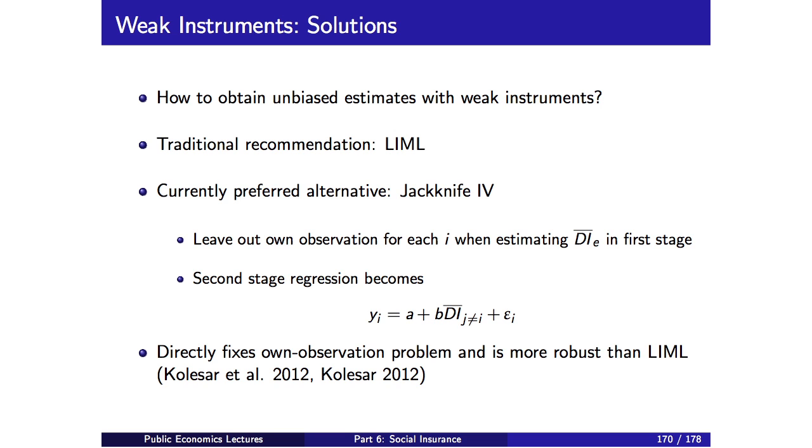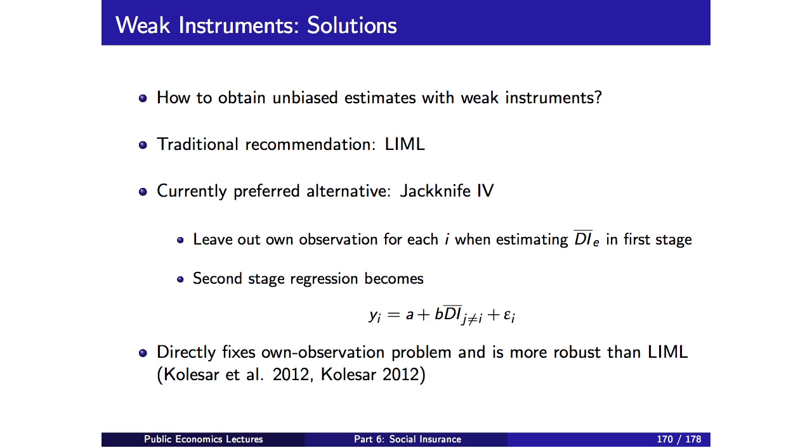I think the preferred alternative, which is stuff we've been doing here over the past couple of years after our STAR work, and Hido Imbens and Michal Kolesár have been working on this, is a jackknife IV. So this is exactly what Jessica had anticipated. You want to leave out your own observation for each individual i when estimating the first stage, that is, when estimating each examiner's effect.